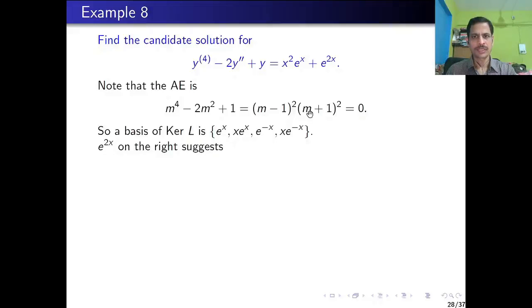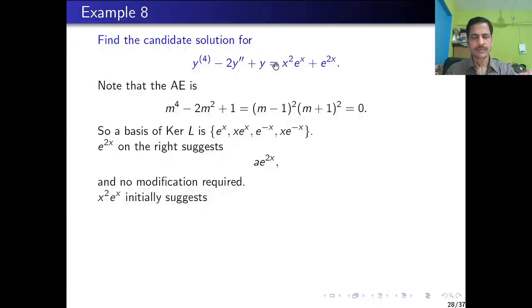Now looking at the R(x), we write R(x) as R1(x) plus R2(x). Now here R2(x) is e raised to 2x. That suggests that our candidate solution for that part should be a e raised to 2x. Do we need modification for this? No, because 2 is not a root of the auxiliary equation.